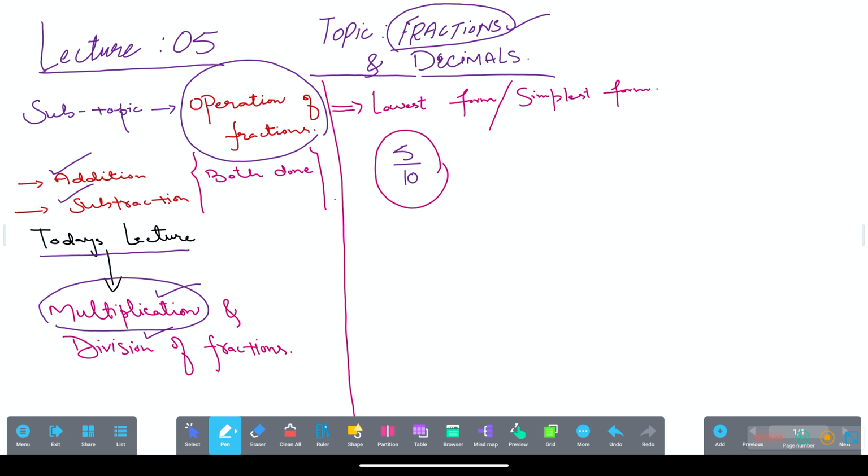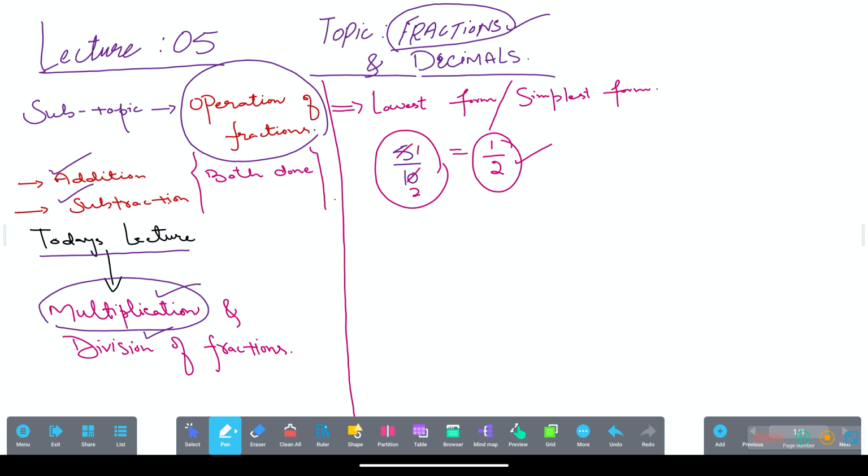So you can see 5/10. I can have a cancellation here: 5 by 5 is 1, and 10 by 5 is 2. So the result is 1/2. This 1/2 is the same as 5/10; it is the equivalent fraction of 5/10. But this 1/2 is now the simplest form because we cannot simplify it further. Between 1 and 2 we can't do further cancellation.